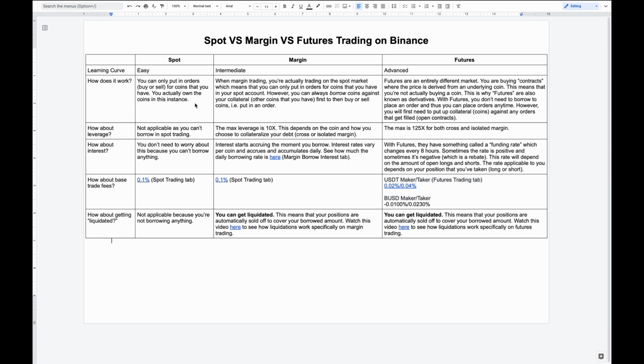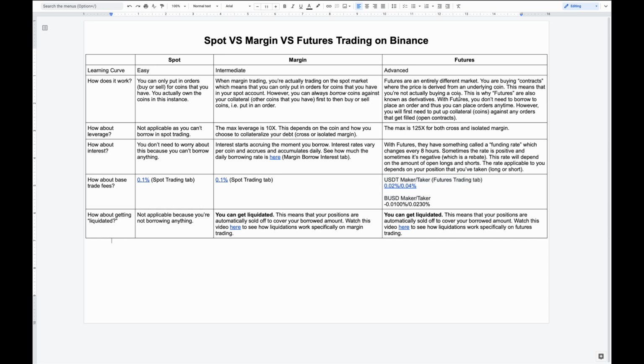Well, with spot, you can only put in orders, buy or sell, for coins that you have. You actually own the coins in this instance. Now, as for margin trading, you're actually trading on the spot market, which means that you can only put in orders for coins that you have in your spot account. However, you can always borrow coins against your collateral or other coins that you have to then buy or sell those coins. In other words, put an order in.